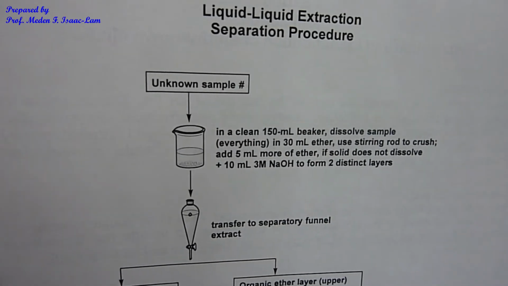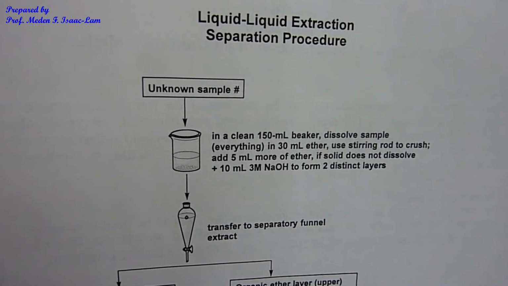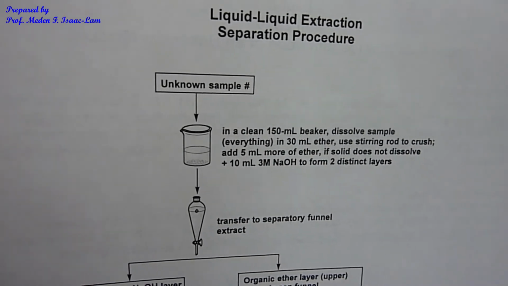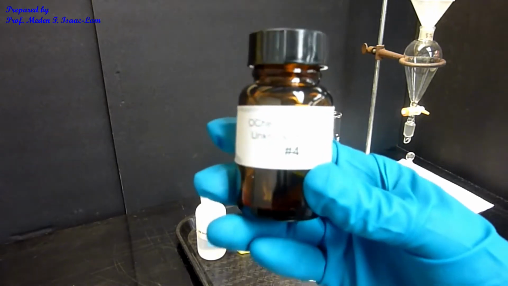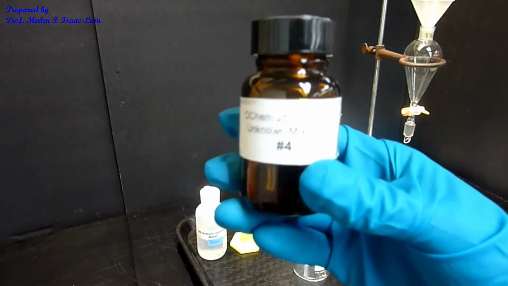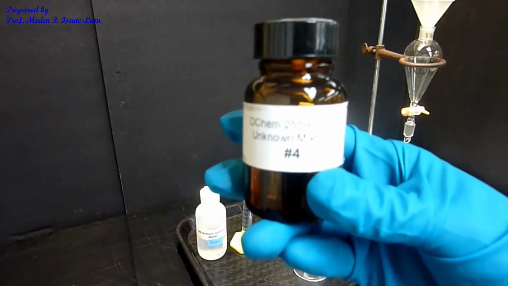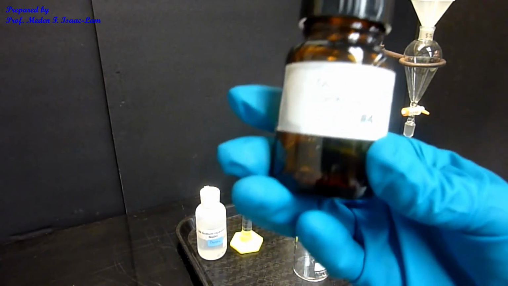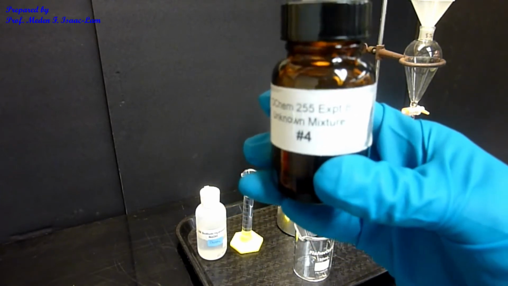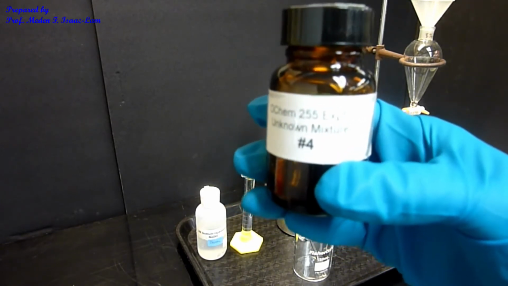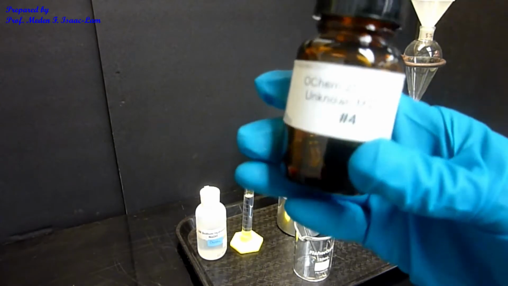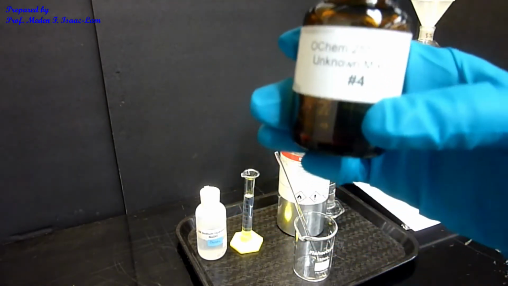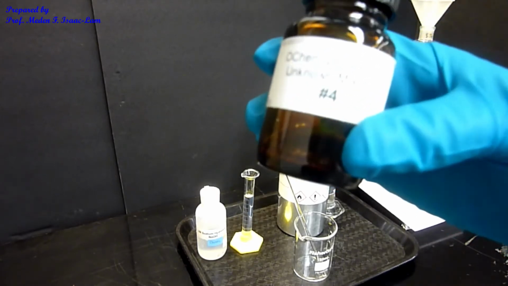This is also a schematic diagram of the procedure, and I'm gonna refer to this diagram while I'm doing the experiment. This is the sample that we're going to be using for the experiment. Typically each student will get one unknown, and it's labeled as a number. We put it in an amber jar, and it has a screw cap. The three components are inside mixed together.